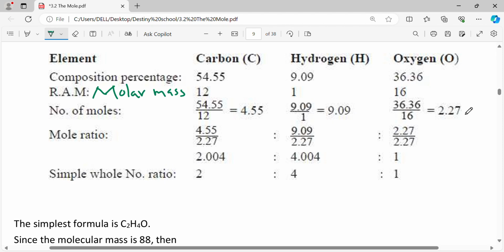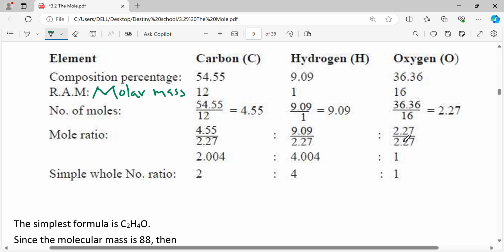So how do you go about it from that point? You check all those numbers, all those moles, then you divide everywhere with the smallest value. So here we had 4 point something, here we had 9 point something, then here we had 2 point something. Of course 2 point something is the smallest, so you normally pick the smallest number and you divide it with everything.